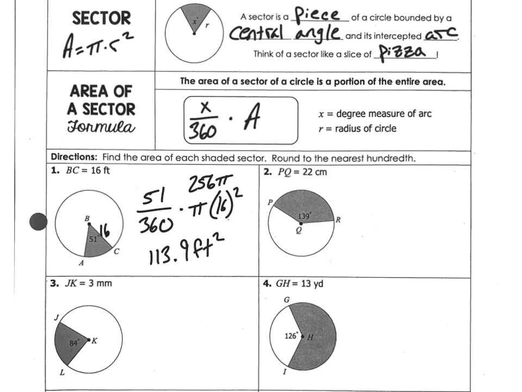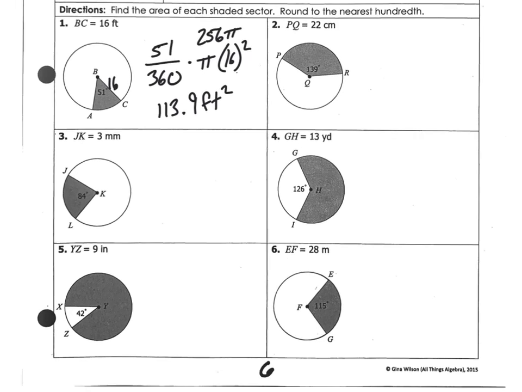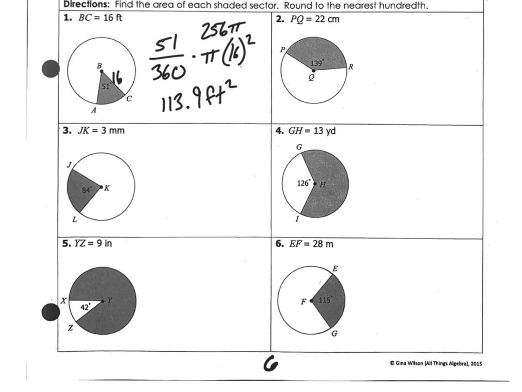And this is going to be feet squared. Again, since we're still talking about area, we want to make sure that we square it. All right, we're not going to do all these problems. We're going to go now underneath number 3. All right, so number 3, JK is 3.